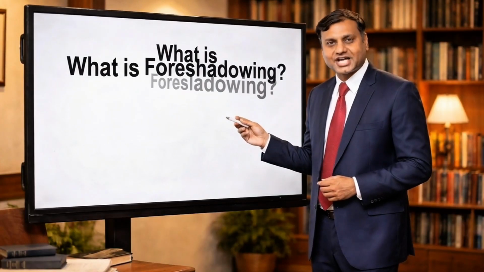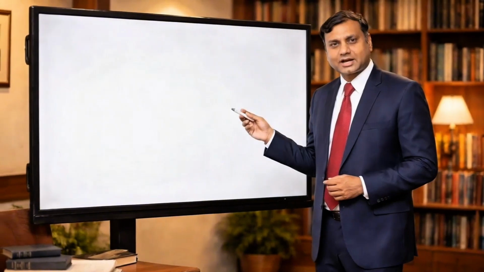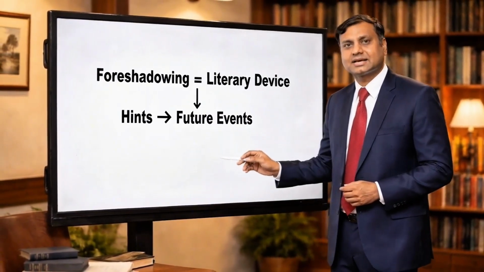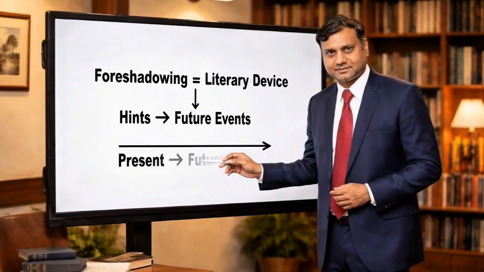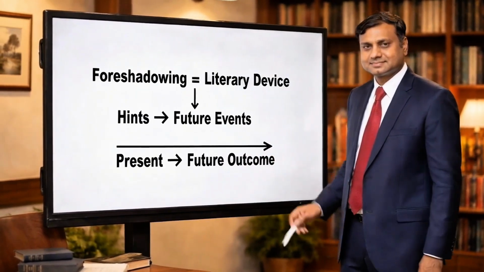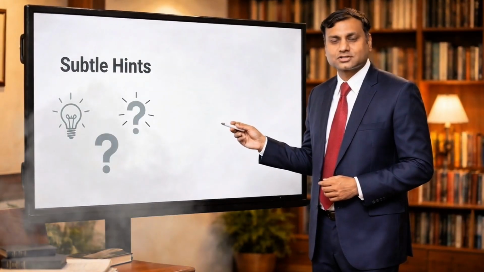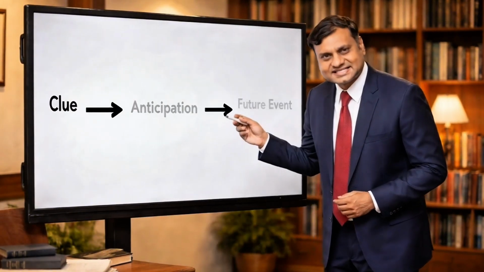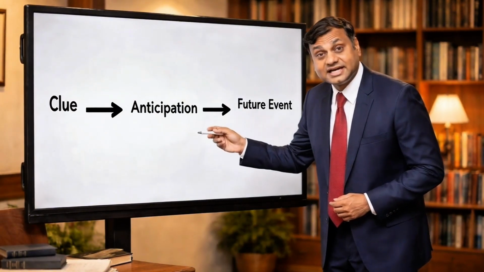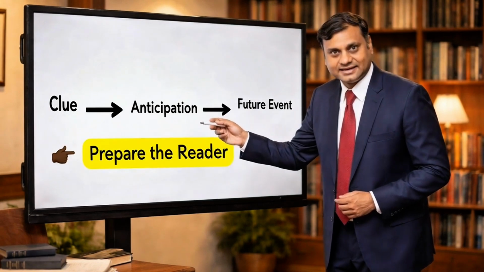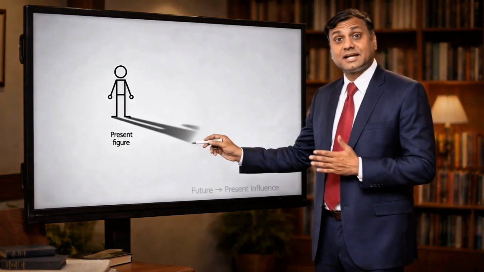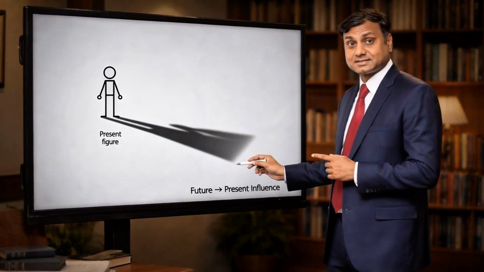What is foreshadowing? Foreshadowing is a literary device in which writers hint at events that will occur later in the narrative. These hints can be subtle whispers or clear declarations, but their purpose remains the same: to prepare the reader for what lies ahead. Think of foreshadowing as a shadow cast by the future onto the present.